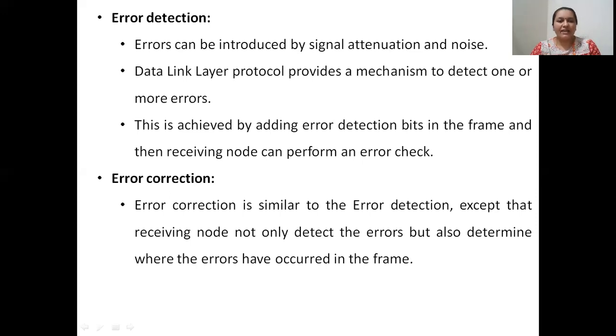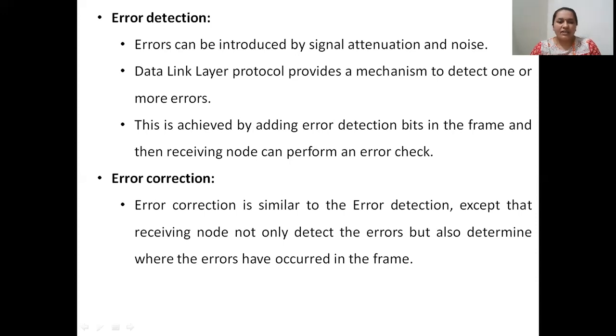The data link layer achieves this error detection by adding error detection bits in the frame. Whenever the data link layer prepares a frame, it will add error detection bits to the frame so that when the receiver checks these bits, it can identify whether the data is correctly received or there are any errors in the received data.